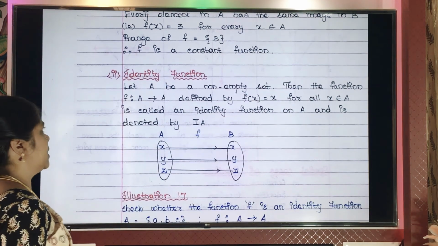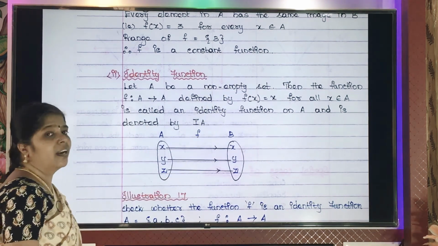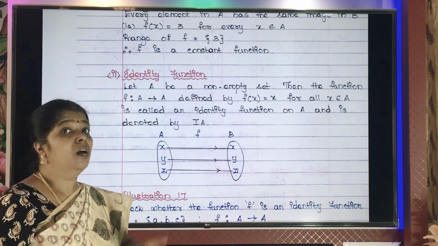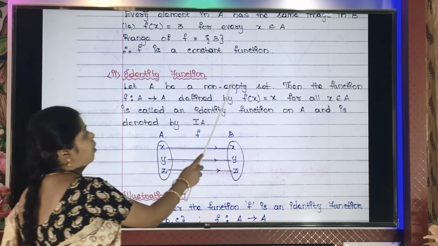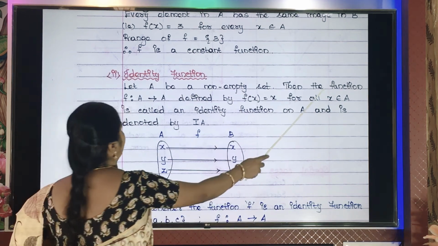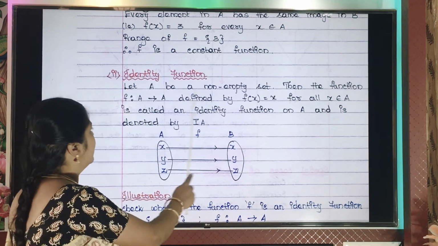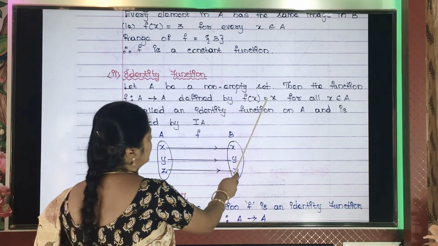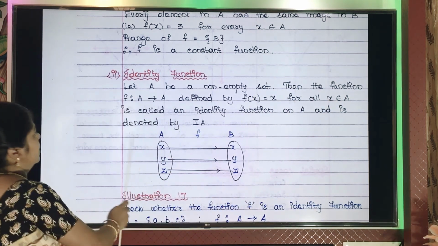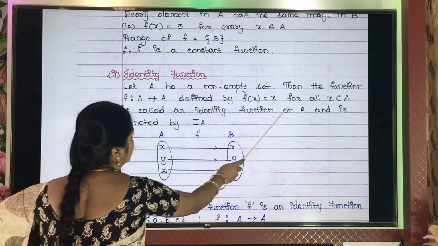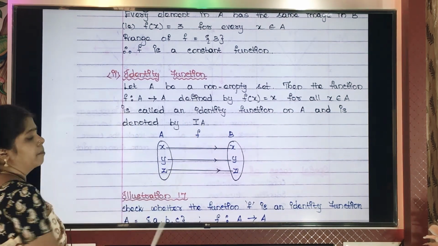Next, identity function. Let A be a non-empty set. Children, you see, we could take two sets, but they are taking only one set. Let A be a non-empty set. Then the function f from A to A, defined by f of x equal to x for all x belonging to A is called an identity function on A and is denoted by I base A.